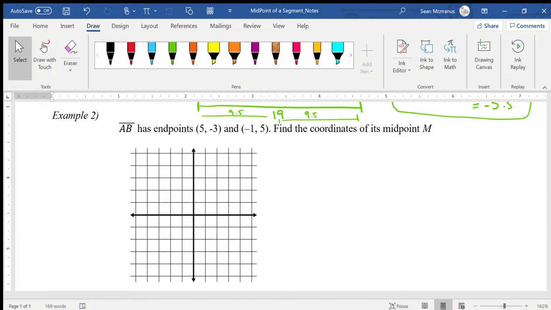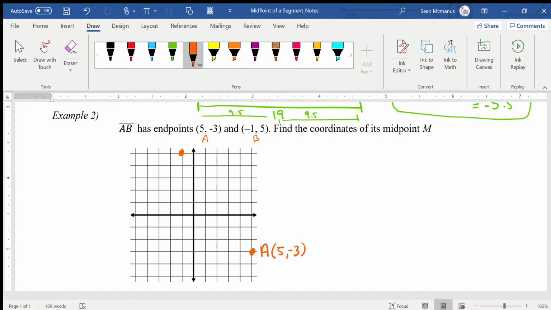So AB has endpoints 5, -3. Let's change our colors here. So 5, -3, so 1, 2, 3, 4, 5, and down 3. All right, that's point A. I'm just going to put the coordinates. That was 5, -3. And the other point, I guess, is B. Didn't really say, but that's A, that's B. Negative 1, 5. So negative 1, 1, 2, 3, 4, 5.